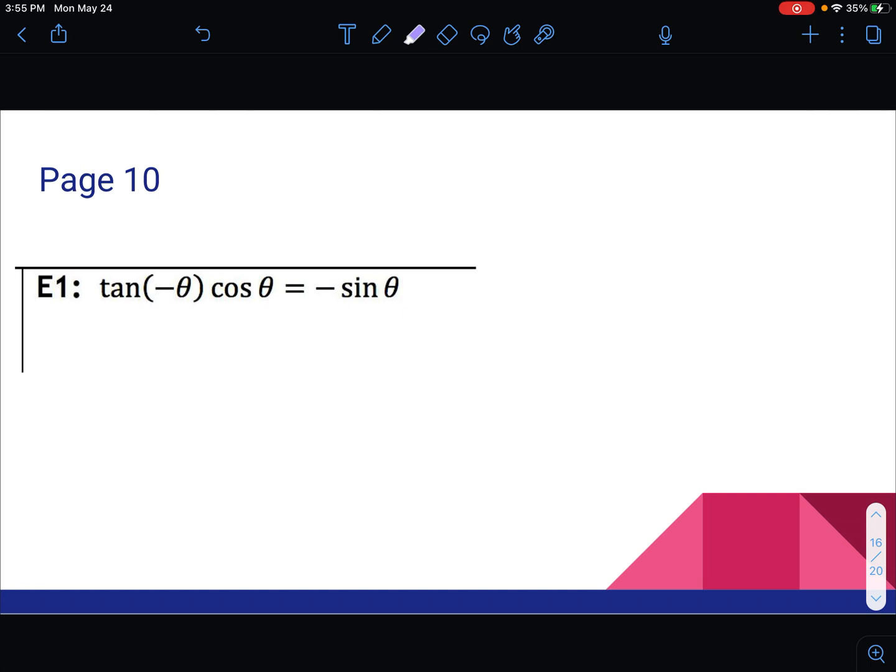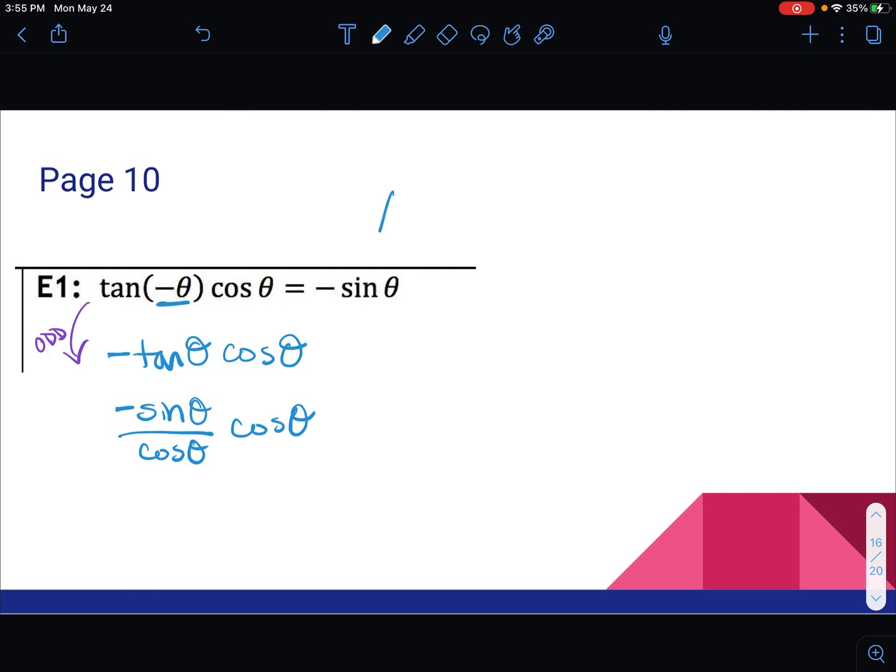Okay, so let's take a look here at page 10, and we have tangent of the opposite of theta times cosine theta equals negative sine theta. So right away, I really don't want this opposite of theta as my argument. I know tangent is an odd function, so I can write this as the opposite of tangent theta times cosine theta. My reason for this is it's an odd function. The next thing we can do is write tangent in terms of sine and cosine. So we can say the opposite of sine theta over cosine theta times cosine theta. Eyes on the prize, this is what we're trying to prove, that it's equal to negative sine theta.